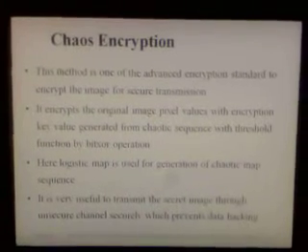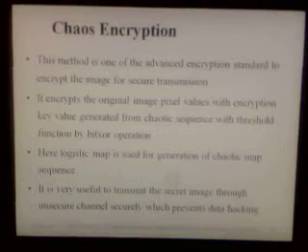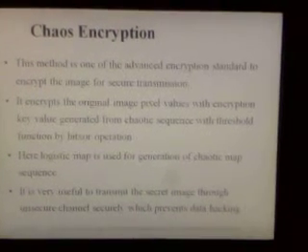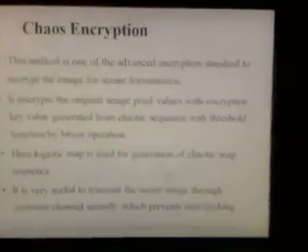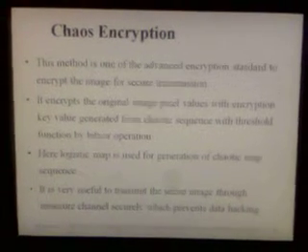Chaos encryption. This method is one of the advanced encryption standards to encrypt the image for secure transmission. It encrypts the original image pixel values with encryption key values generated from a chaotic sequence with threshold function.